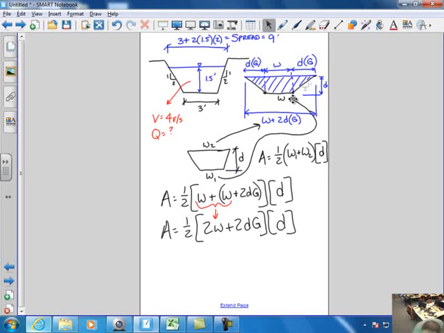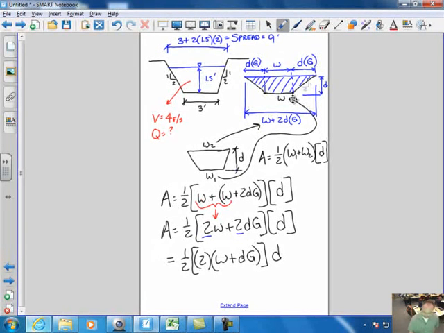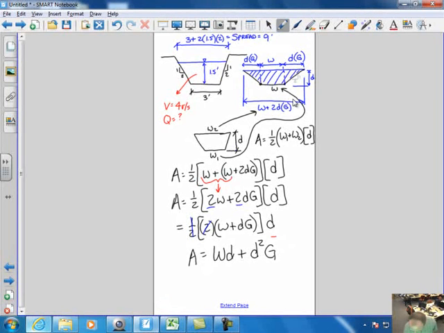I'm going to factor out the 2, because I have a 2 and 2 here. That equals 1/2 times 2 times W plus DG, times D. All I've done is factor out the 2, and thus we can cancel this with that. And my area is equal to WD plus D squared G. If you find this equation in some textbooks, this is where it comes from. WD plus D squared G is the progression from this formula, and this is for a trapezoid.